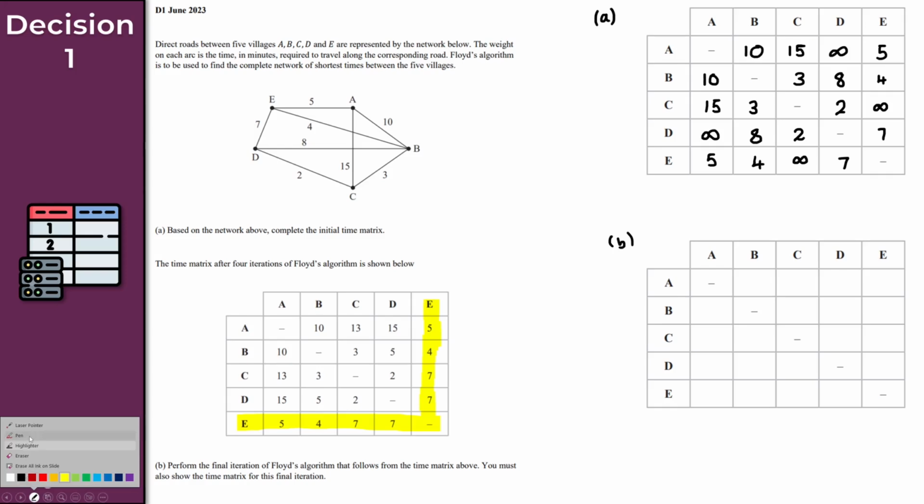Now, what we want to do here is consider whether we can shorten the distances, for example, of AB, AC, AD, and so on, by going via E. Now, there's two ways that we can do this. We can use the method that we mentioned in the introduction by using the given time matrix, or we can use the given network. Either of these methods is absolutely fine. I personally prefer using inspection and the given network to deduce whether it would be shorter, but if you want to use the matrix method, that's absolutely fine. But no matter what, we should clearly get the same answer. If we don't, something's gone horribly wrong.